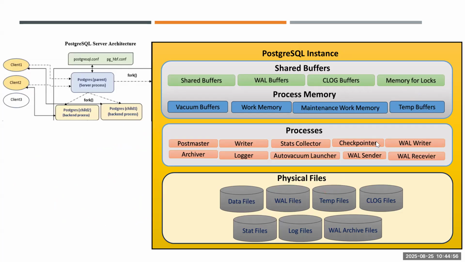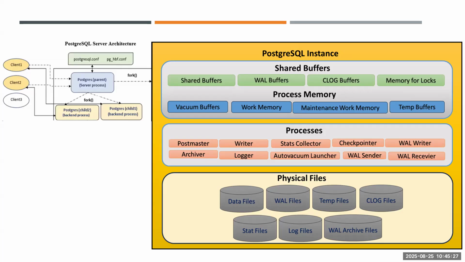Now, temp buffers are also very important, sir. By default, your temp buffer size will be 8 MB. You can set the shared buffers, WAL buffers, CLOG buffers, temp buffers. You can set the memory. Register all the default values. What is the best recommended value?